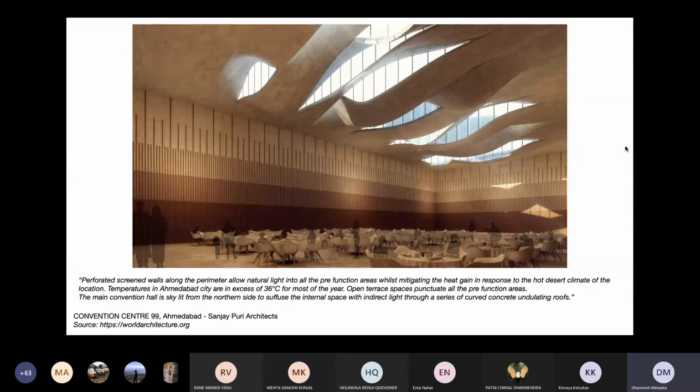That is one of the renders from Sanjay Puri Architects. It's a building proposed in Ahmedabad, which is supposed to be a convention center. I have this here because I know most of us won't like it, but it's an award-winning design. And the primary purpose we see here is how he has done the roofs.